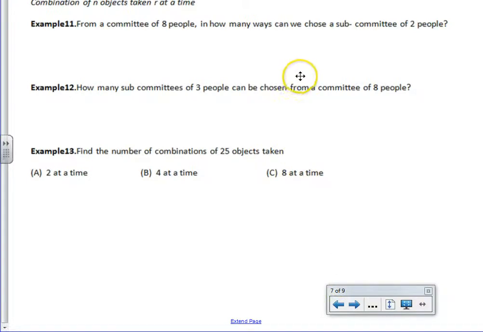From a committee of 8 people, how many ways can you choose a subcommittee of 2 people? So this time, definitely a combination, because it doesn't matter how I order these people. They're just going to be on the committee. 8 combinations of 2 is 28. If you accidentally type permutation, you're going to see a much larger number. How many subcommittees of 3 people this time from the 8 people? So 8 choosing 3. And I think we already figured this one out on the paintings problem.